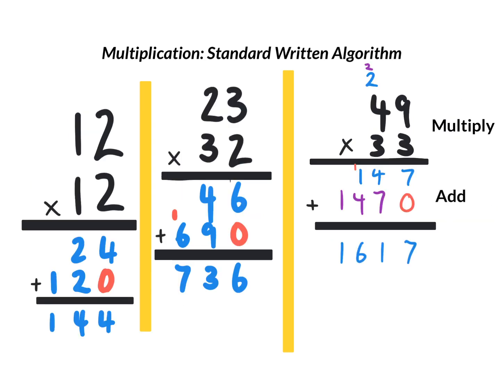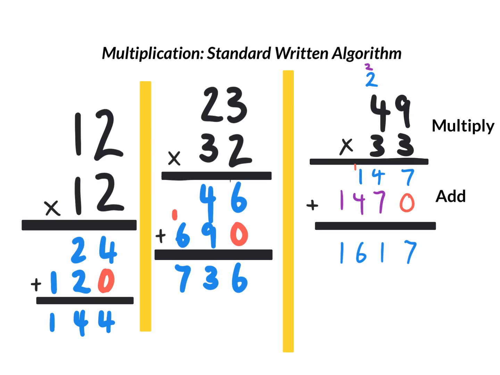Hey guys, let's move on to some harder examples now in this slide. We are going to look at 12 times 12 on the far left. Let's start in the ones column. 2 times 2 equals 4, so we place the 4 down in blue. Then we move to the tens column, we say 1 times 2 is 2, and we place the 2 down.